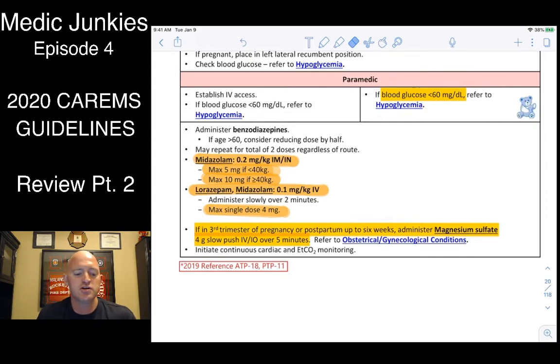Now, under the seizure protocol, you have the eclamptic patient, okay? So third trimester, pregnant lady, starts seizing. This can also occur up to 6 weeks postpartum, okay? Which you wouldn't typically expect, but it's possible. So we would give a mag sulfate, and these protocols say 4 grams slow IV IO over 5 minutes.